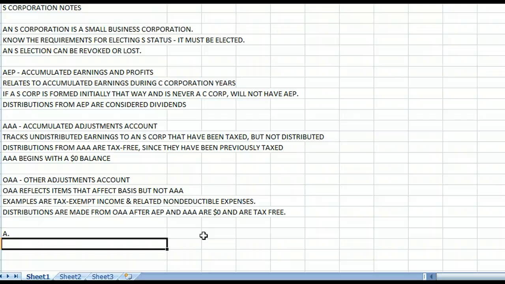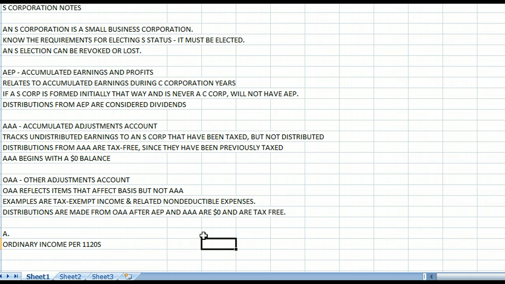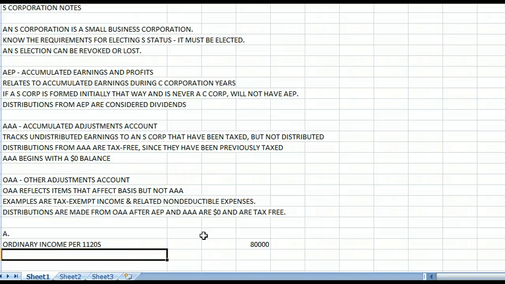Okay, in A, let's look at what we're dealing with. We're trying to compute book income. So let's start off here with our ordinary income, per the 1120S. Ordinary income per the 1120S, we said, was 80,000. And I'll look at the formatting in a little bit.